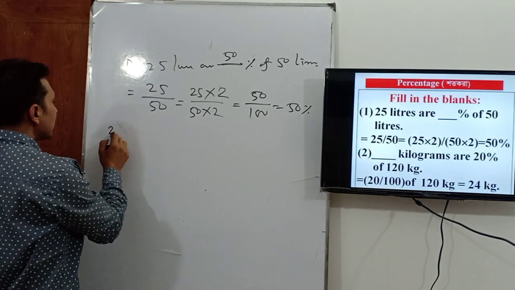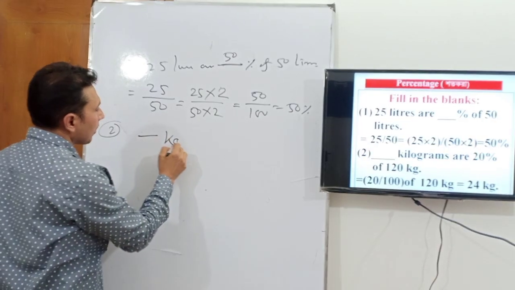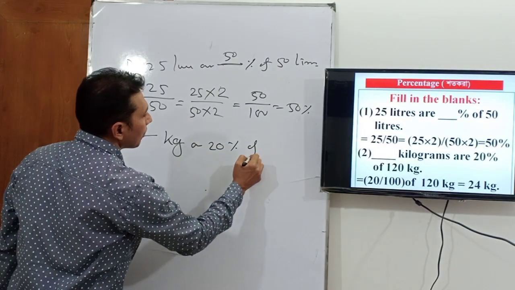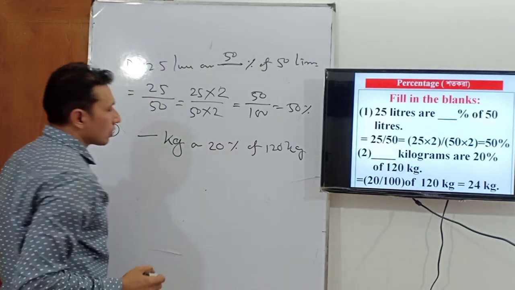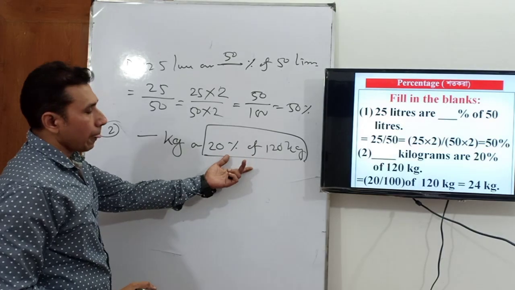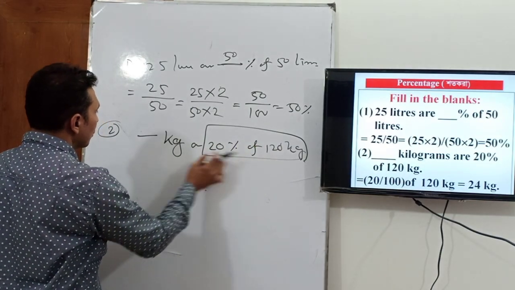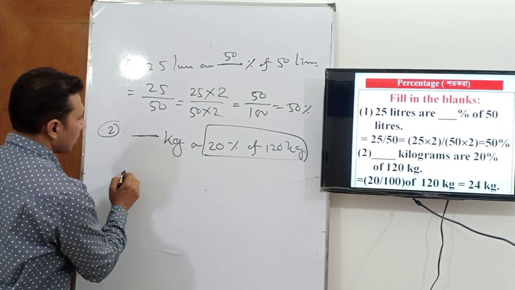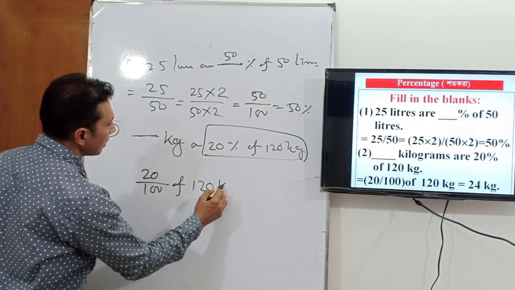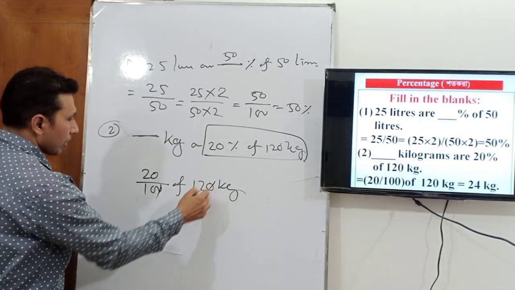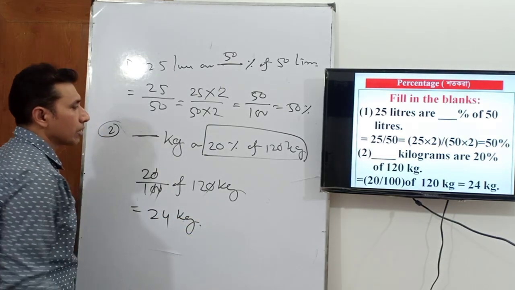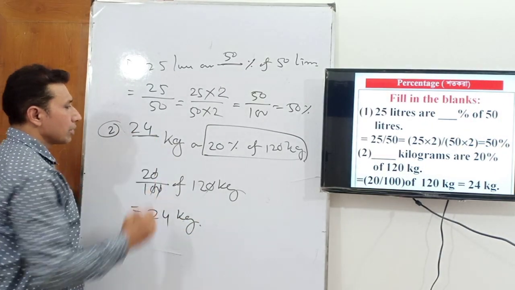Number 2: dash kg are 20% of 120 kg. So we determine 20% of 120 kg. 20% means 20 by 100 of 120 kg, which equals 24 kg. So the answer is 24.